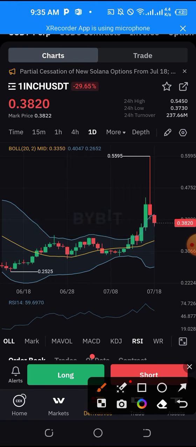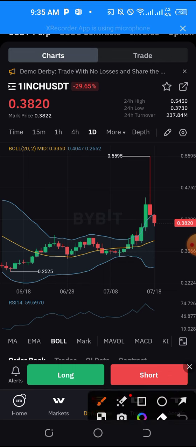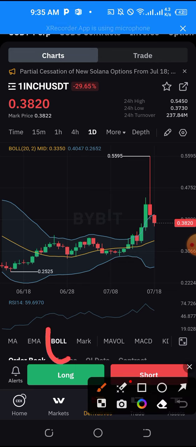Now, the three indicators I want to use. Number one, the time frame. I want to make sure that I'm on the 1 hour time frame. Number two, I want to make sure that I activated the Bollinger Band, these three lines. Then number three, I want to make sure that the RSI is activated. These are the three. This is my RSI and this is my Bollinger Band.